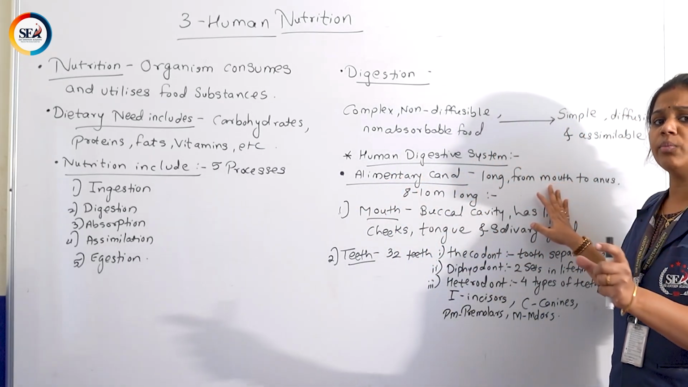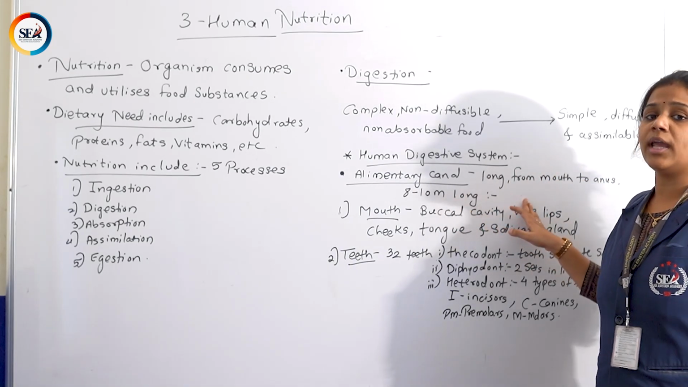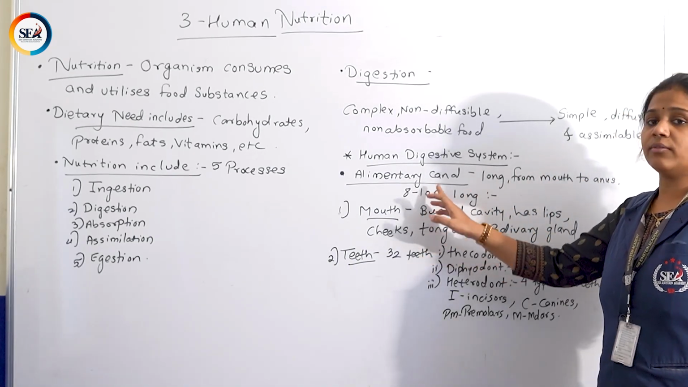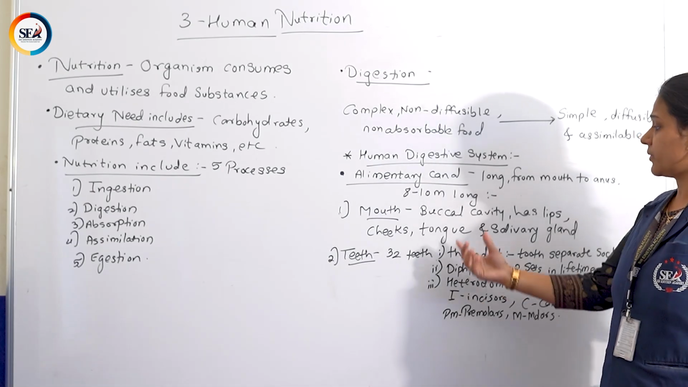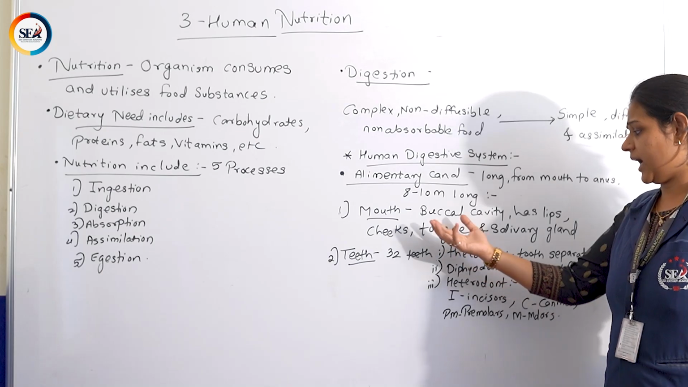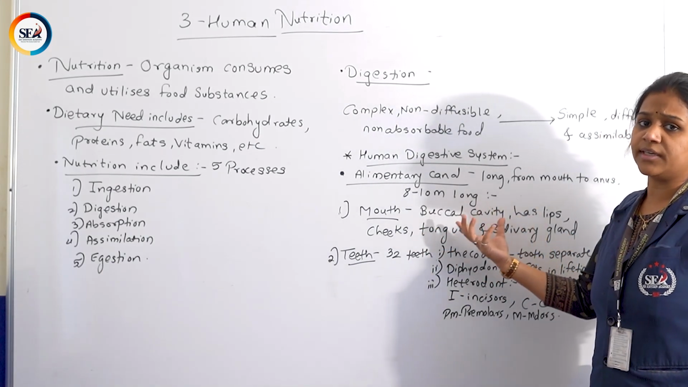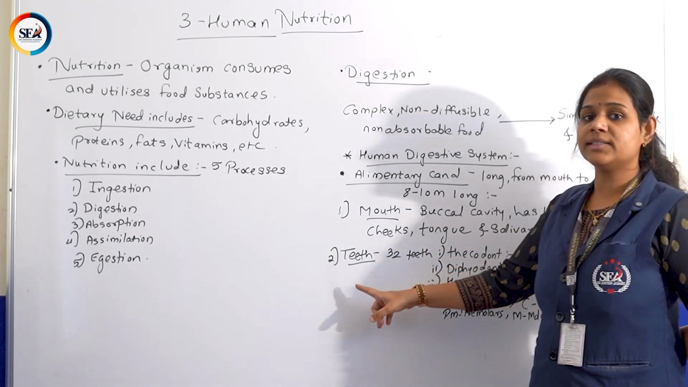It is a long tube which starts from the mouth and ends in the anus, which is 8 to 10 meters long. The first part of the alimentary canal is the mouth. The mouth has the buccal cavity, it has lips, it has tongue, it has cheeks, and it also has the associated salivary gland which secretes saliva. The second part is teeth.